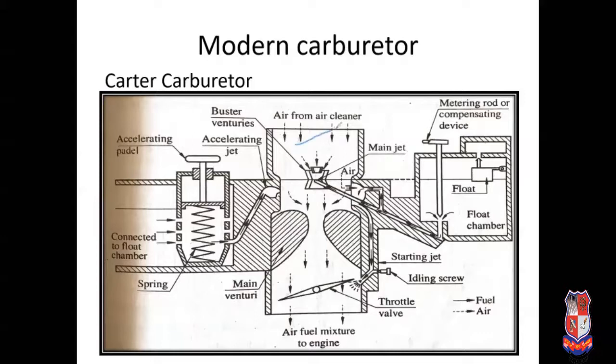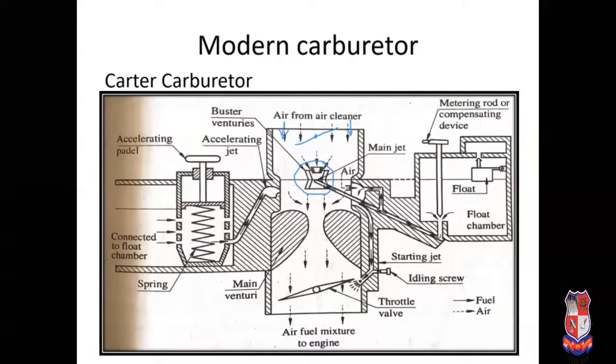Here there is a choke valve. It is not shown over here, but there is a choke valve. During the starting condition, the choke valve is partly open, or we can say nearly closed. So limited area is available to flow the air. The quantity of air supplied is less, and the quantity of fuel supplied from this main fuel nozzle is more. So during the starting condition, a rich mixture is available and can be supplied to the engine.